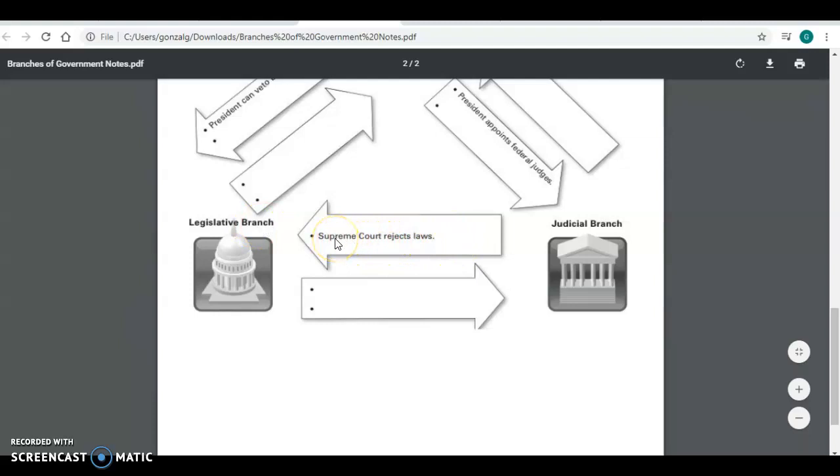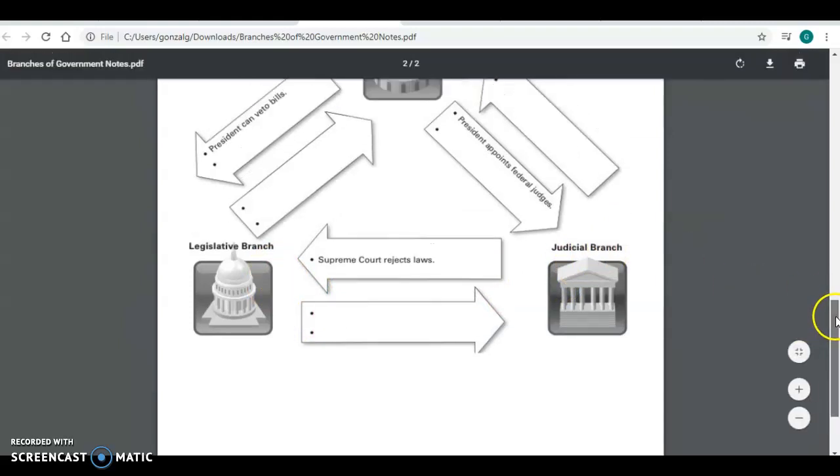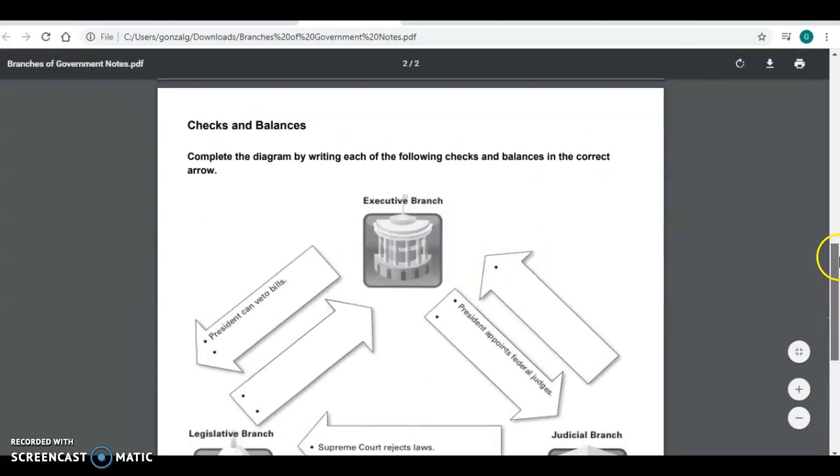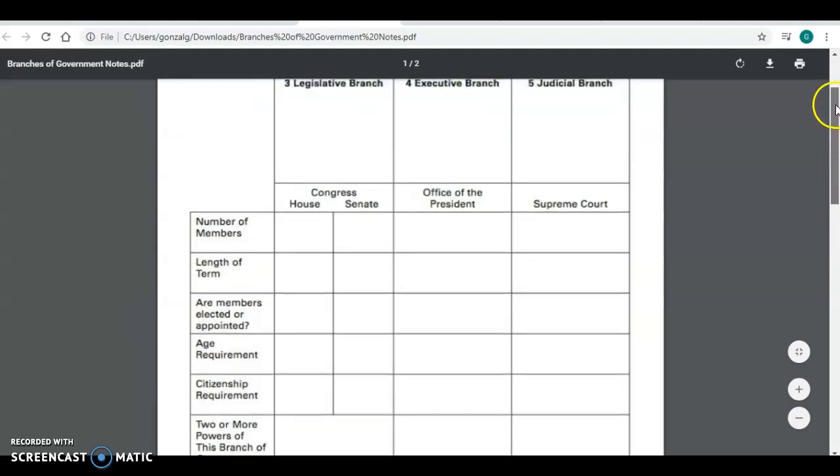Well, it just asks you for one here. So they reject laws. They can determine if laws are unconstitutional. Remember, that's that judicial review. And then you need to look at the legislative branch. What are two things the legislative branch can have over the judicial branch? So you're going to fill out both of these organizers and submit them in Canvas.